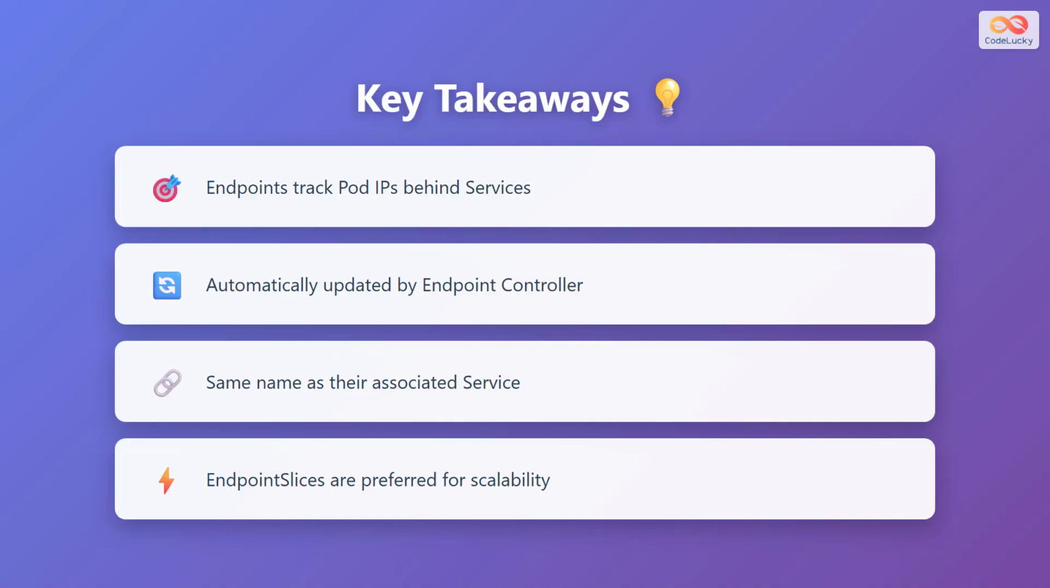Let's recap the key points. Endpoints are Kubernetes objects that track pod IP addresses behind services, enabling service discovery and load balancing. They are automatically updated by the endpoint controller whenever pods are added or removed. Each endpoint object has the same name as its associated service, creating a clear relationship. Finally, while endpoints work well for smaller deployments, endpoint slices are preferred for better scalability in larger clusters. Understanding endpoints is essential for troubleshooting Kubernetes networking issues.